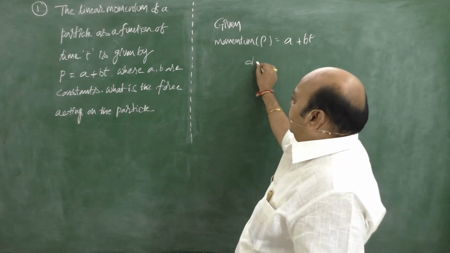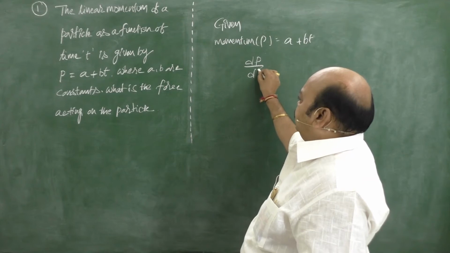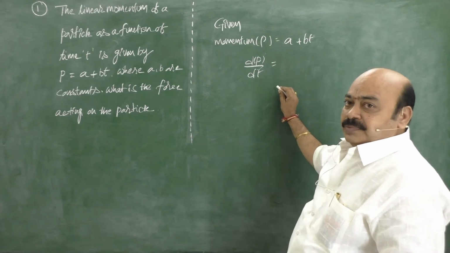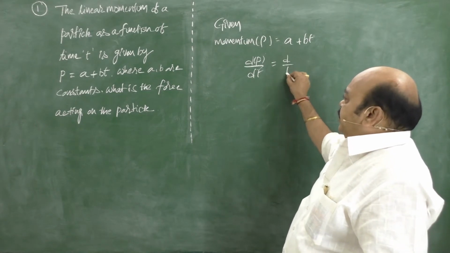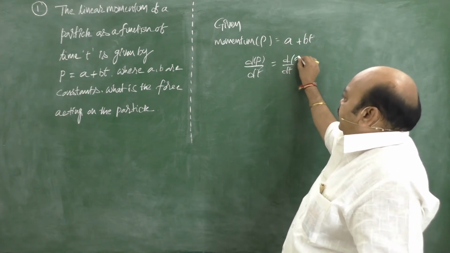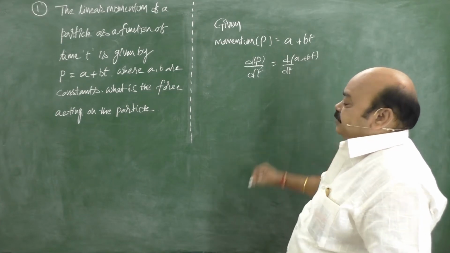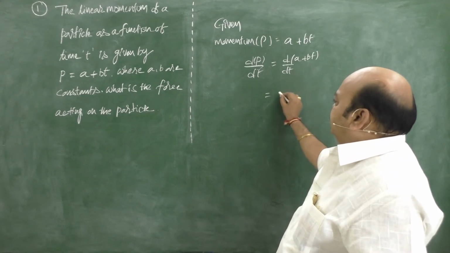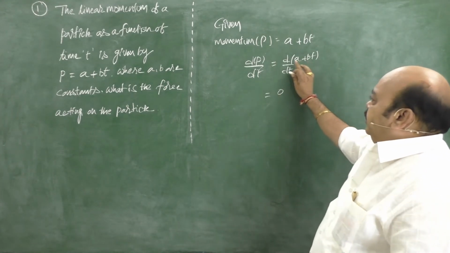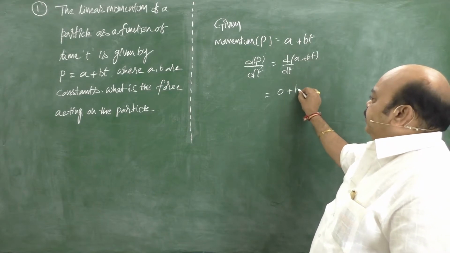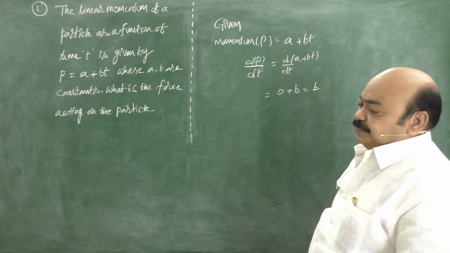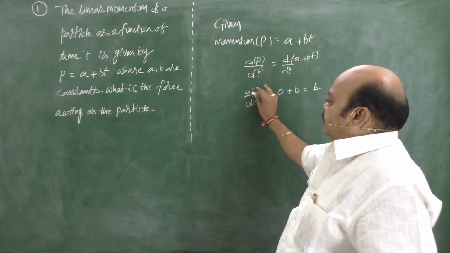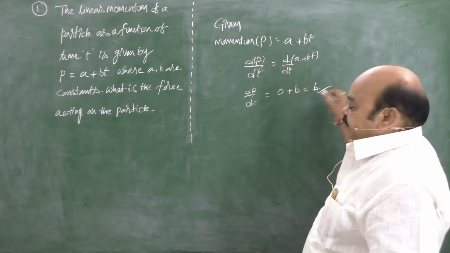What is the rate of change of momentum? That means differentiate it with respect to time, d by dt of P. This is nothing but d by dt of a plus bt. This is equal to, since a is constant, it is 0, and d by dt of bt is nothing but b. So dp by dt is equal to b.